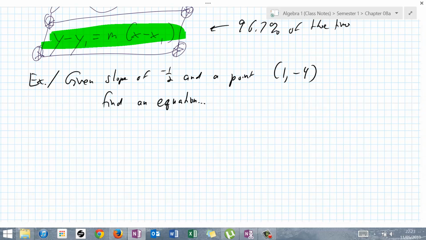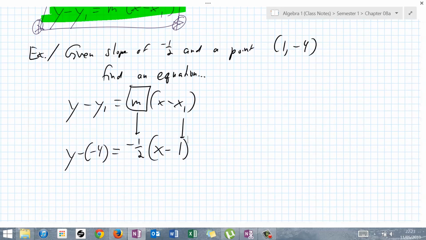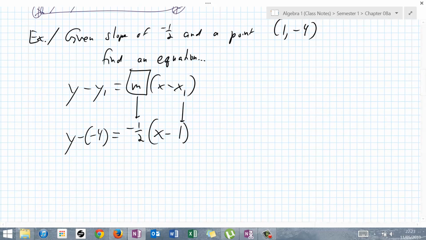So what I'm going to do is take that point slope form of y minus y1 equals slope times x minus x1, and do a substitution. When I see the m, I'm going to replace that with the -1/2. When I see the x1, I'm going to replace that with this 1 right here. And when I see the y1, I'm going to replace that with a -4. And I'm putting that in parentheses because that's a negative, and I have to be careful about distributing the negative. Okay, so that is an equation. That would work. That satisfies an equation.